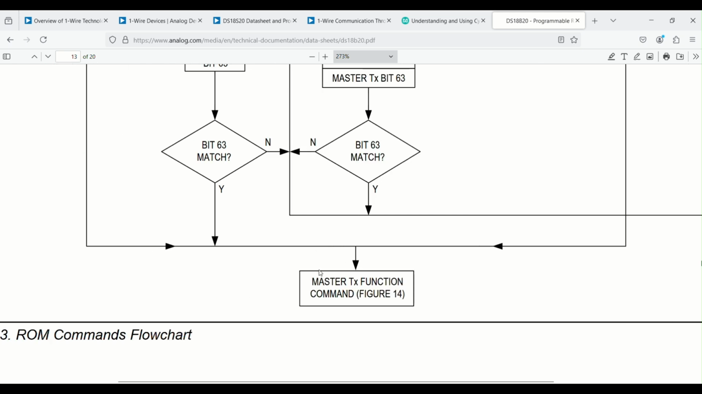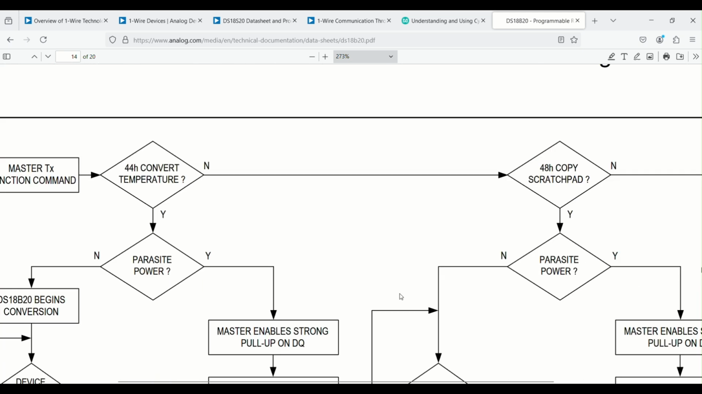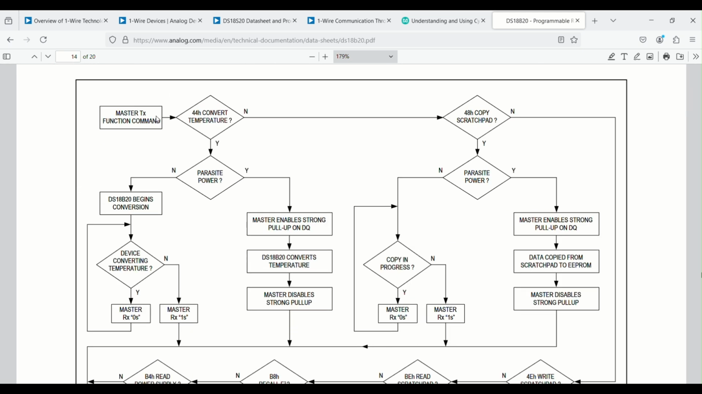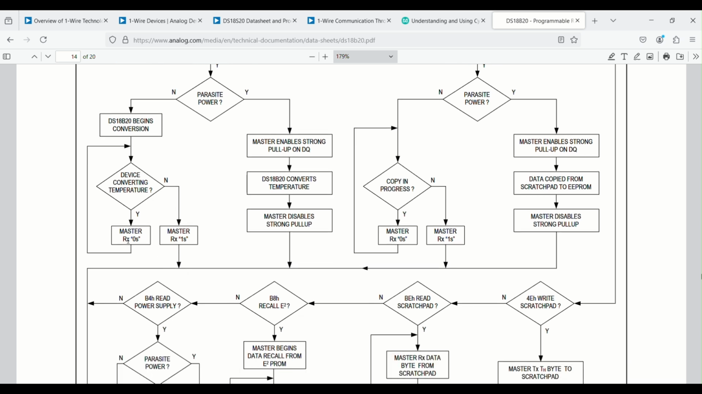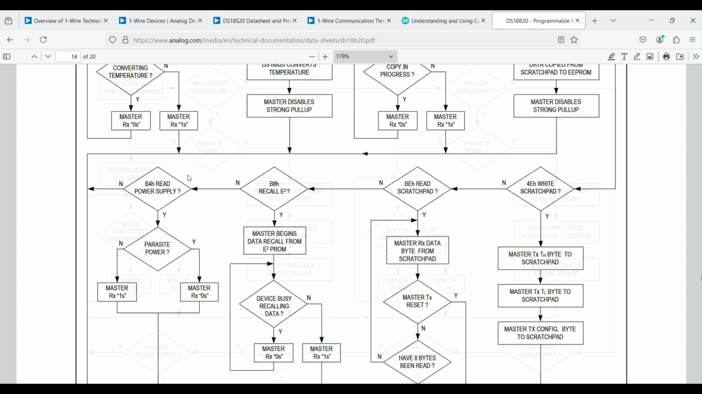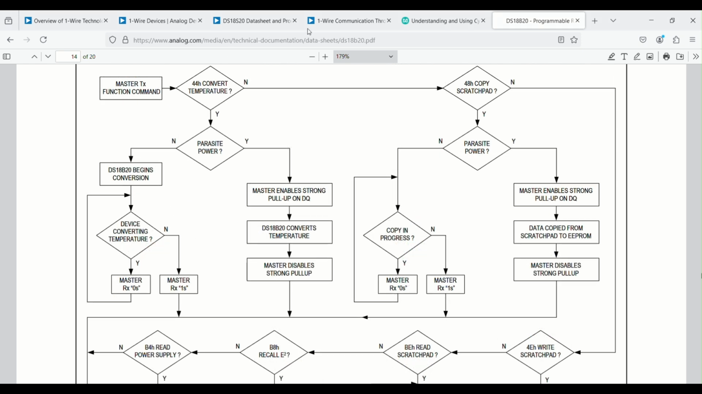In the function command, our command is the first one, that is Convert Temperature, yes. We won't be using parasite power, so no. Then eventually, gradually, you'll be reading if temperature conversion is taking place or not, and if you read one, then it means that the conversion process has taken place. If you read zero, it's still going on. And then ultimately, you will exit.